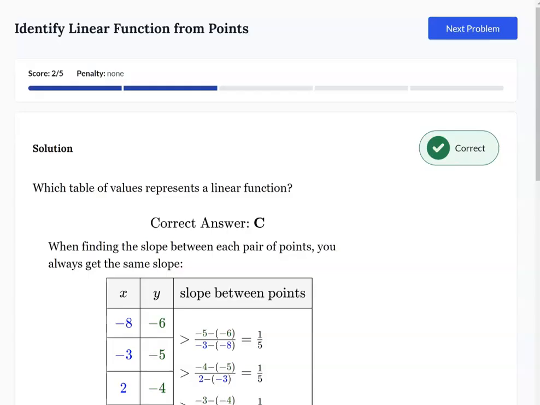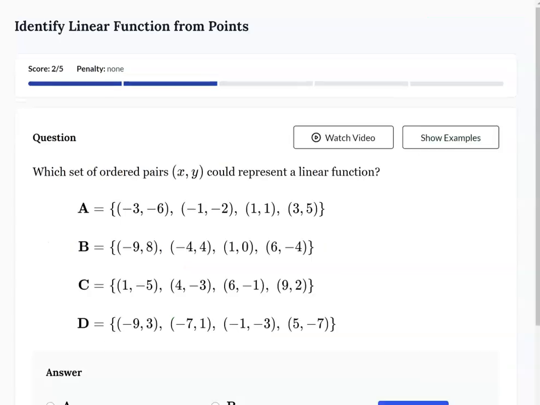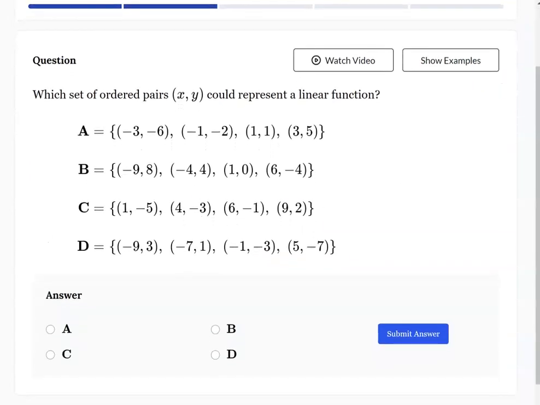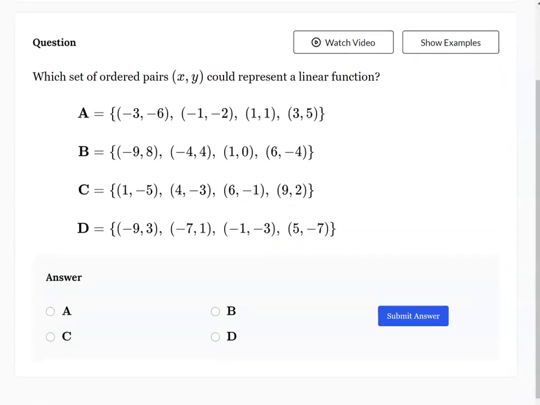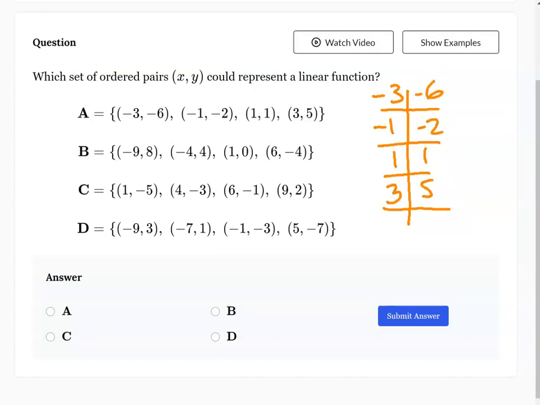So for each question, you're going to go down and look at the pattern between the points. For this one, you're going to look for something different. The points will not be given to you organized in a table. So I probably would make a small sketch for each question: -3, -6; -1, -2; 1, 1; and 3, 5. And I would look for that pattern.